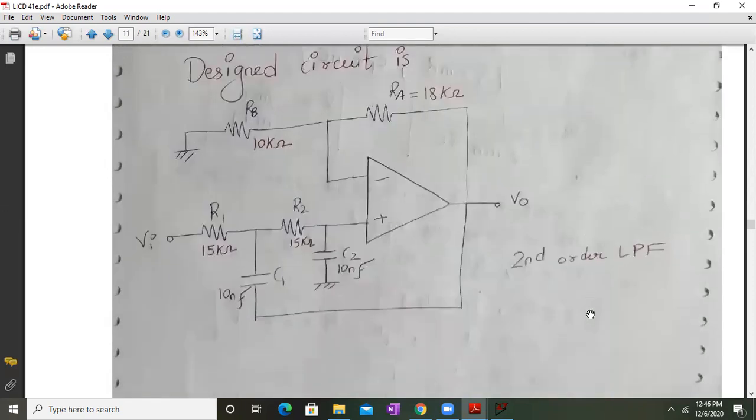Okay, so this is your design circuit. This is my design of a second order KRC low pass filter using equal component design. As you can see, the RA value is 18K, the RB value is 10K, R1 and R2 are 15K, and C1 and C2 are around 10 nanofarad. Okay, so this is the design of a second order low pass filter. Now what we will do is check its simulation in LT-Spice.